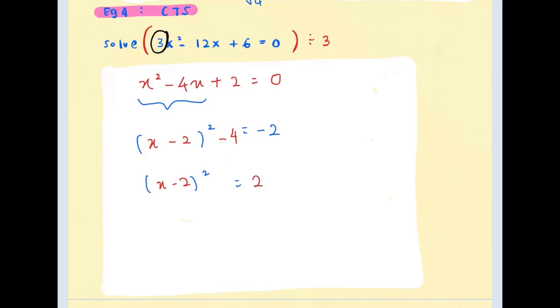So now let us open up the square. To open up the square, you need to square root both sides. So you are left with x minus 2 equal to plus minus square root 2. Therefore, your answer will be x equal to 2 plus minus square root 2. Or you can open up: x is 2 plus square root 2. Another one is x is 2 minus square root 2. So that is your final answer.